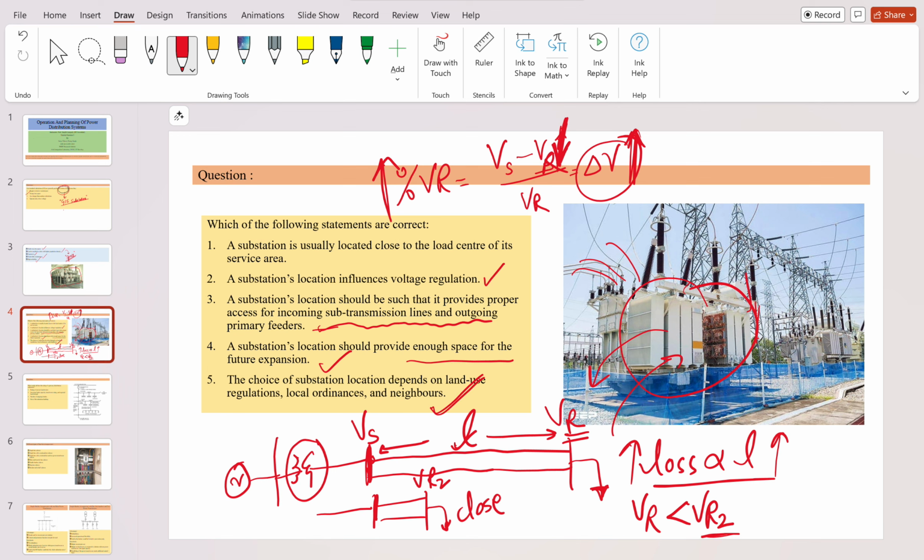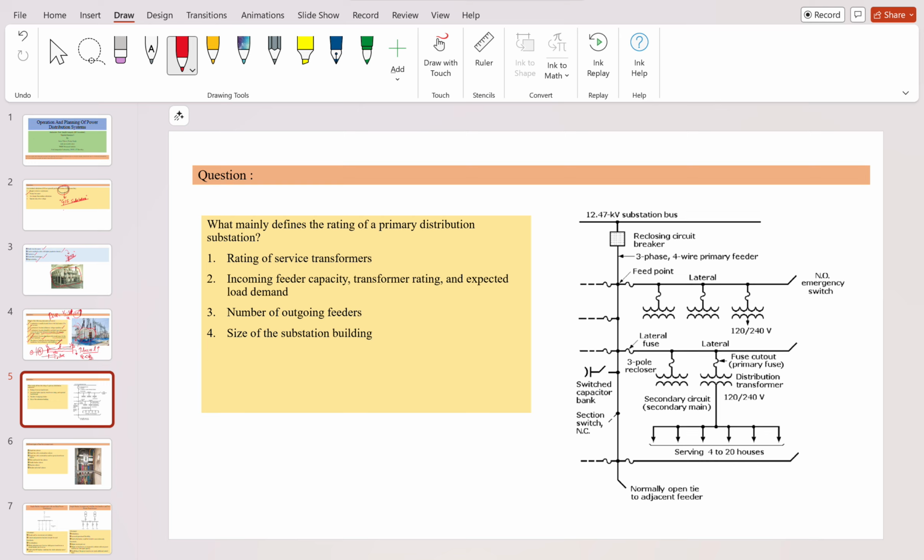That is true, because you need space, so it should be regulation free. That means you already have the permission to expand, and enough space in the future to accommodate different equipment. So all the options are actually correct in this. Okay, let's move forward. Try to solve this problem.